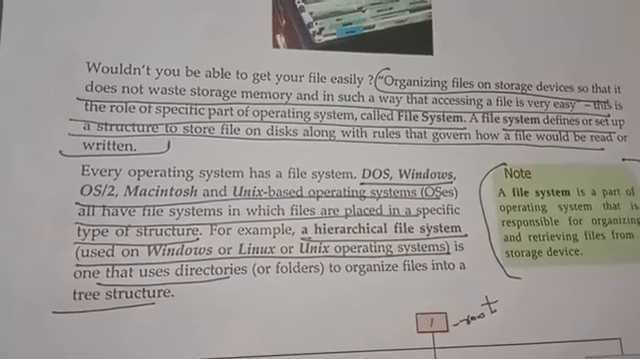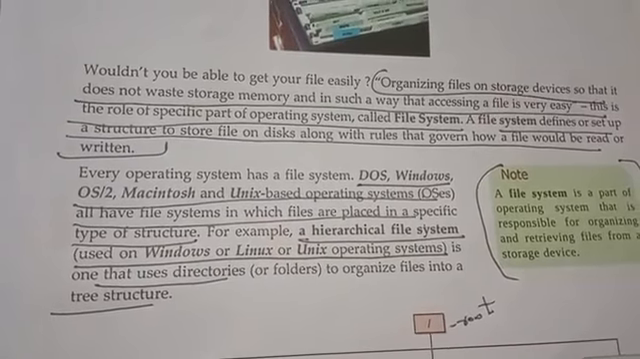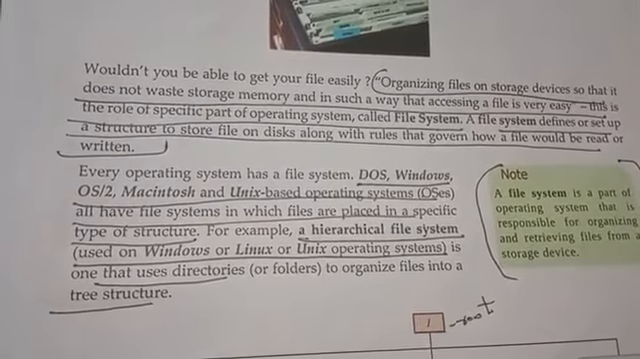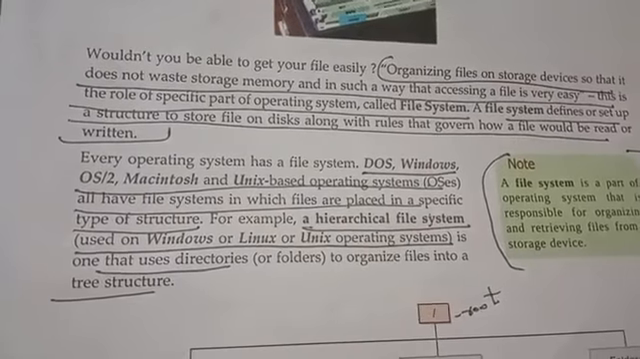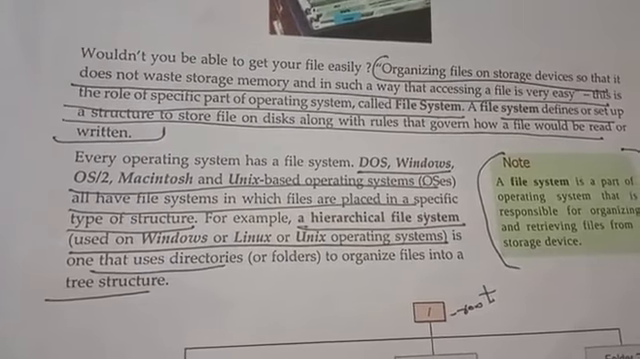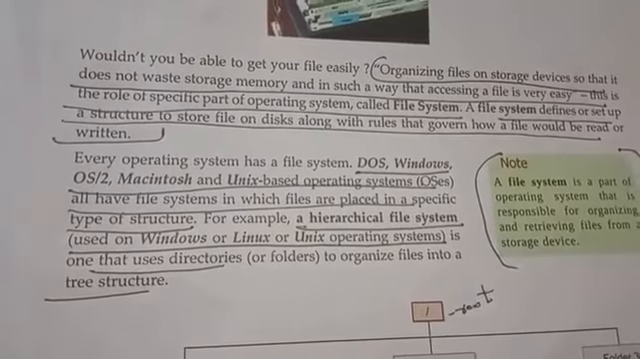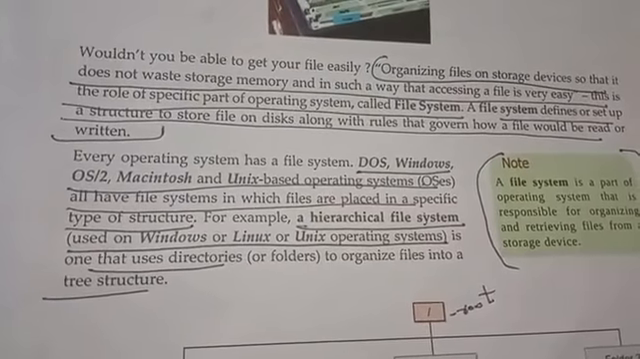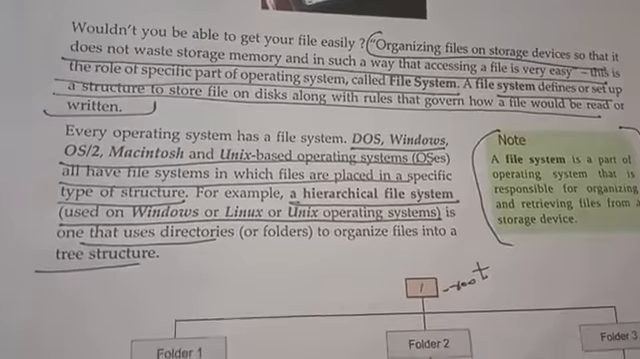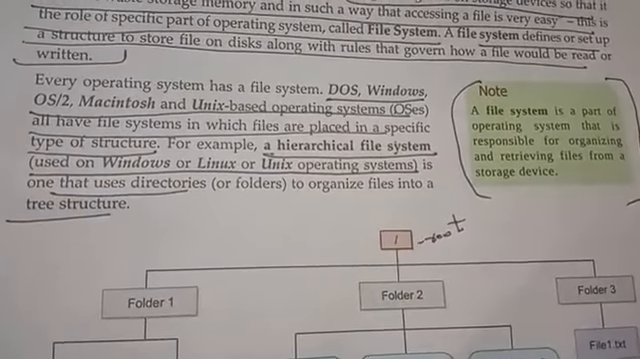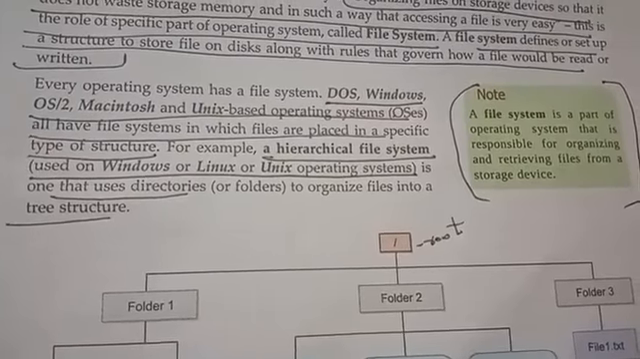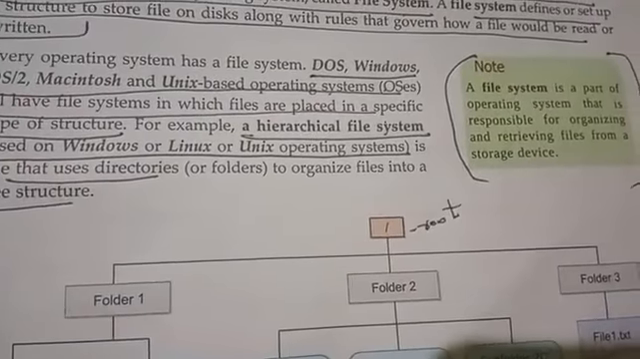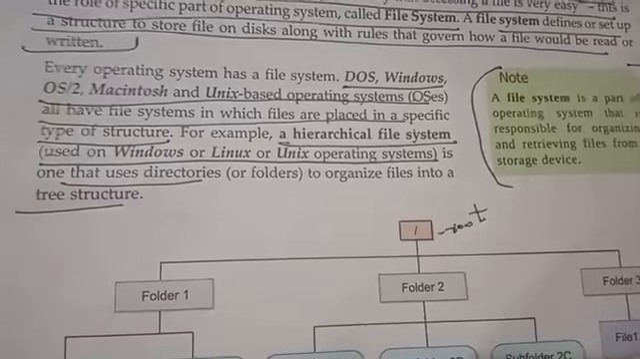So this is done by the file system. The file system defines or sets up the structures to store the file on disk along with the rules that govern how a file would be read or written. Which means the file system defines how we can read from the file and how we can write to the file. Read means take the data from the file. Write means write something on the file. So here on the right side is a better definition for file system. File system is a part of operating system that is responsible for organizing and retrieving files from a storage device.